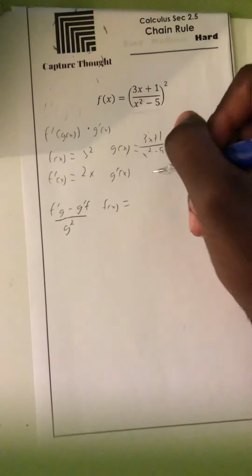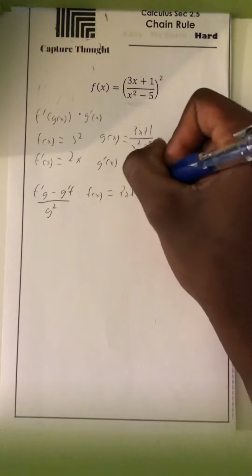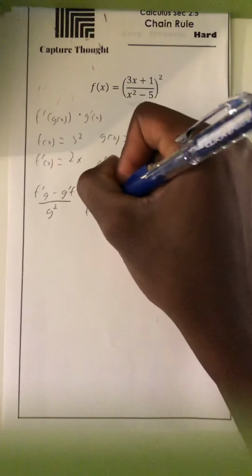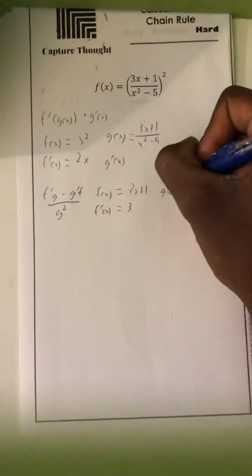So the f of x of this would in fact be 3x plus 1, and the f prime of x for this would just be 3. And then the g of x for this would be x squared minus 5, and g prime of x would equal 2x. So now we literally just plug all of that in.